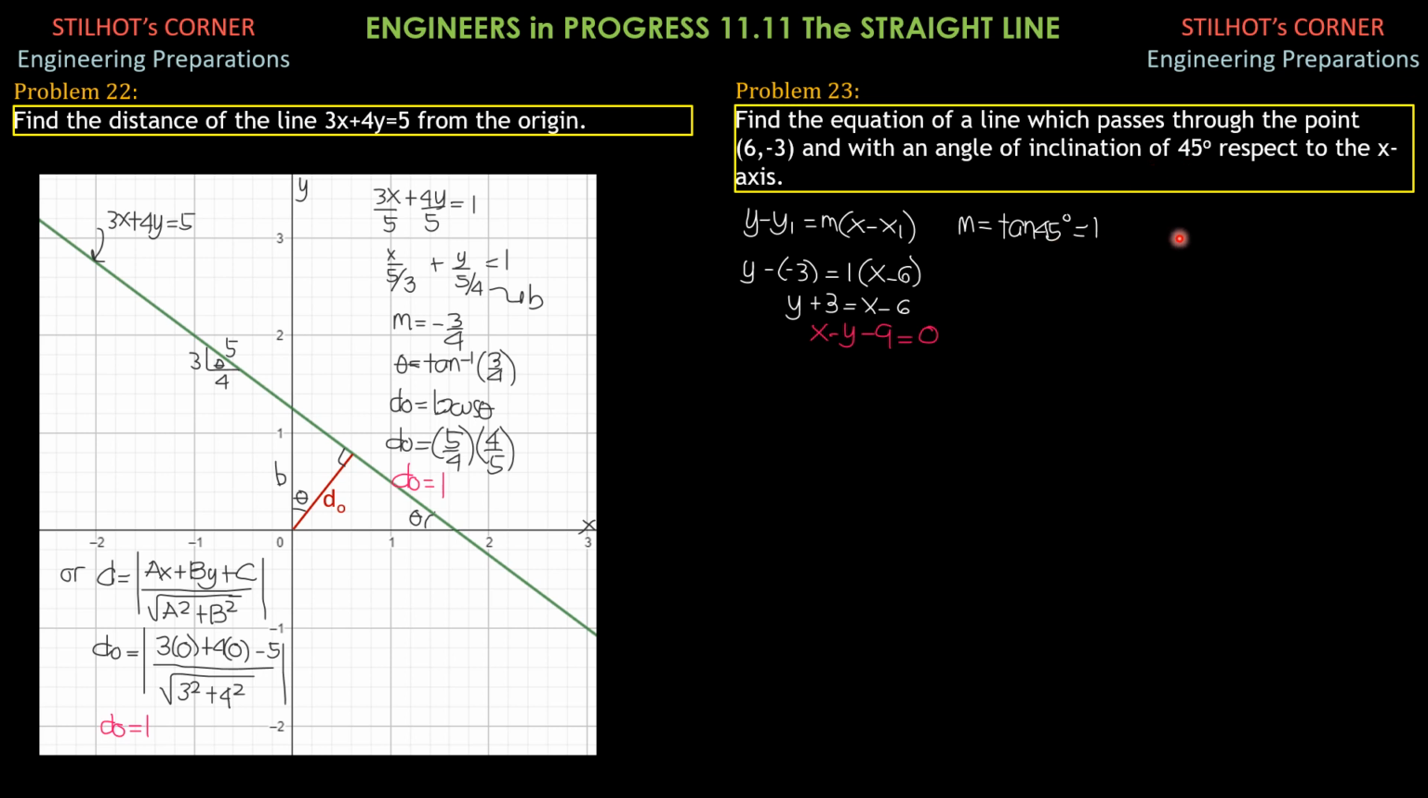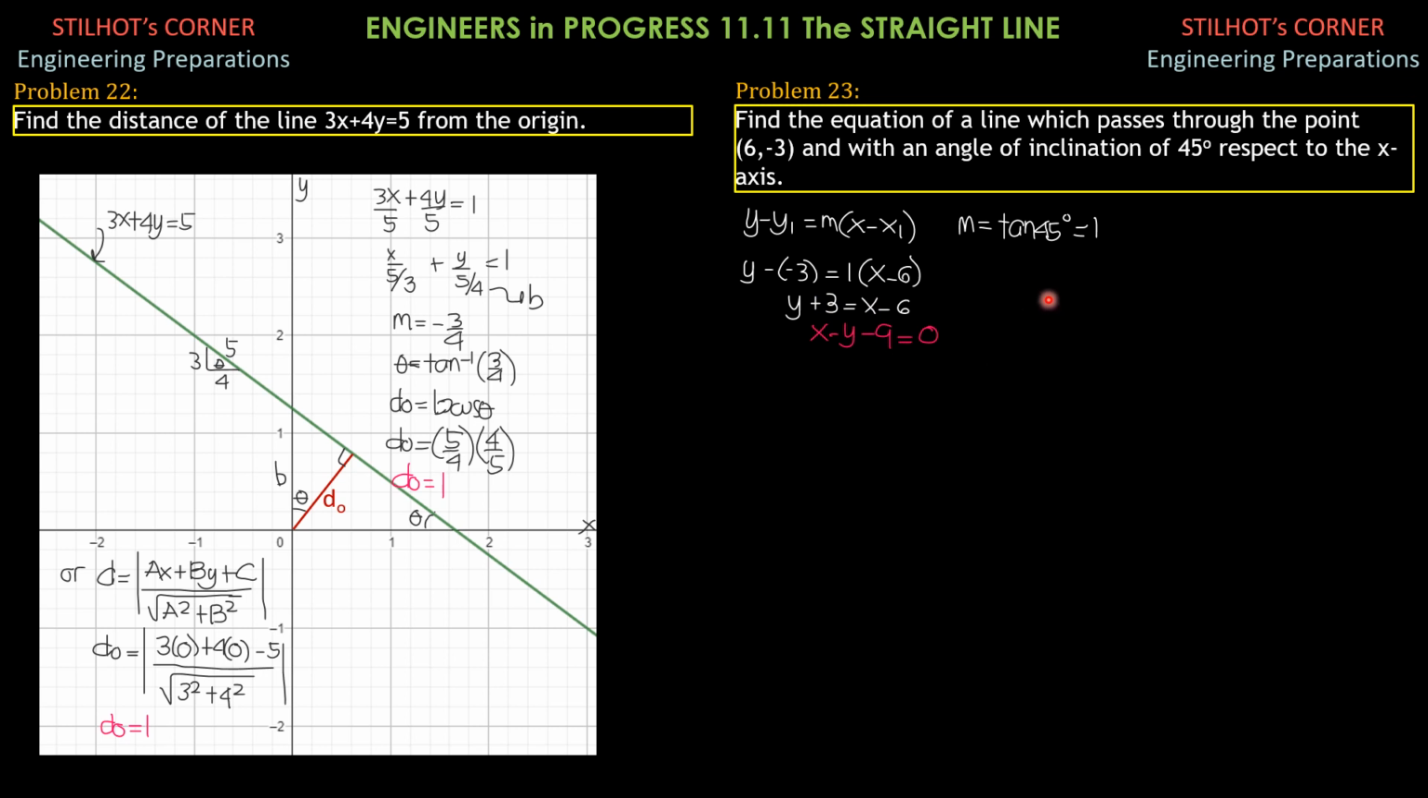Then we use point slope form. y minus y1 equals slope times x minus x1, point slope form. So y minus negative 3 equals 1 times x minus 6. So y plus 3 equals x minus 6. Therefore, in general form, x minus y minus 9 equals 0. Negative 6 minus 3 is minus 9 equals 0.